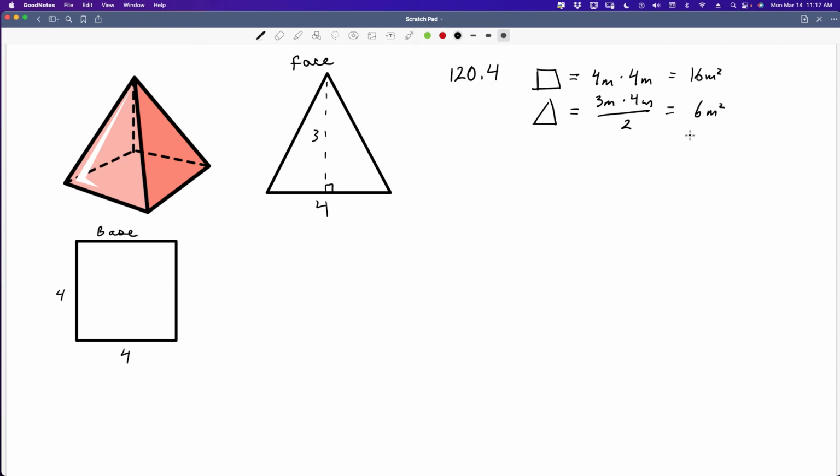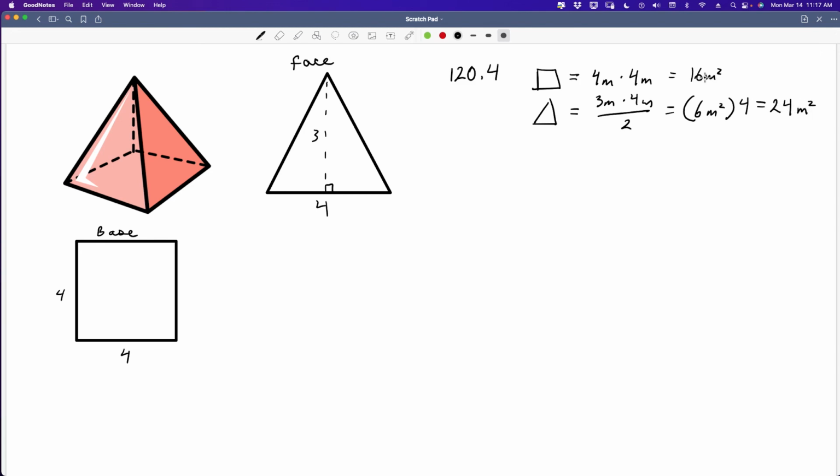And we know we have 4 of those, so we're going to multiply that times 4, right? One side, 2 sides, 3 sides, 4 sides, and they're all identical because the length and the width are the same because it's a square. So we can multiply it by 4, and 4 times 6 is 24, so 24 meters squared.